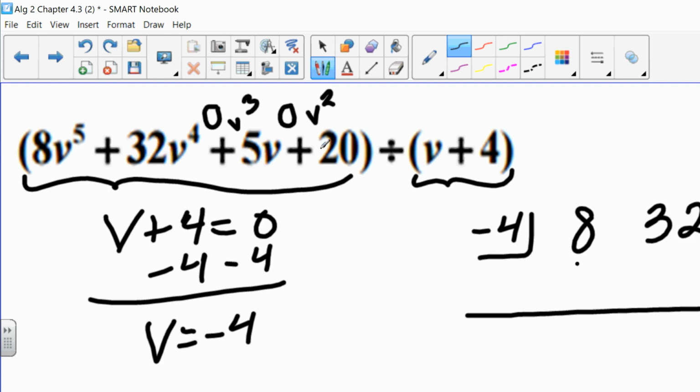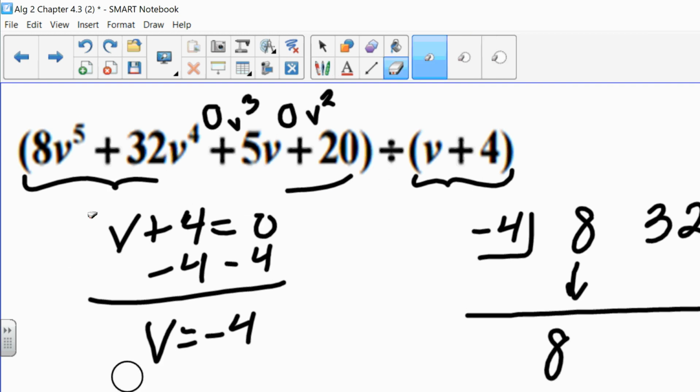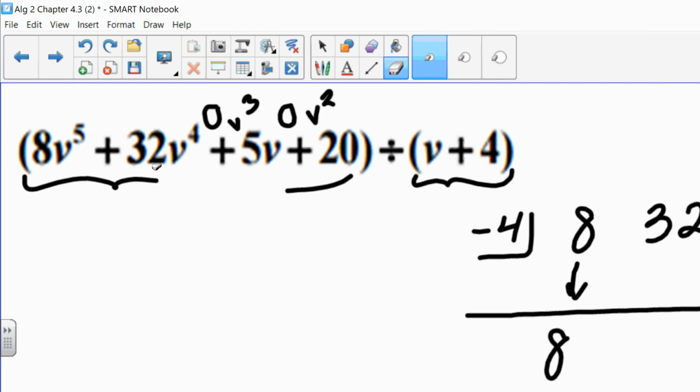Our next step is to bring down the 8. And then we will multiply. So we'll do negative 4 times 8.